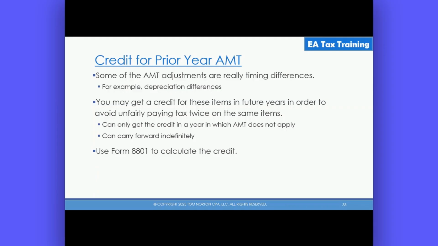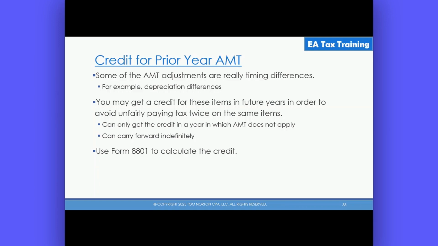So if you've got a taxpayer who has to pay the alternative minimum tax, let's say for 2024, it might be that in 2025, they don't have to pay the alternative minimum tax. And part of the alternative minimum tax they had to pay may have been the result of one of these timing differences. So it wouldn't be fair to tax the taxpayer twice on the same income. So what they do is they allow that taxpayer a credit for that year in which they do not owe the alternative minimum tax. This credit is calculated on the Form 8801.